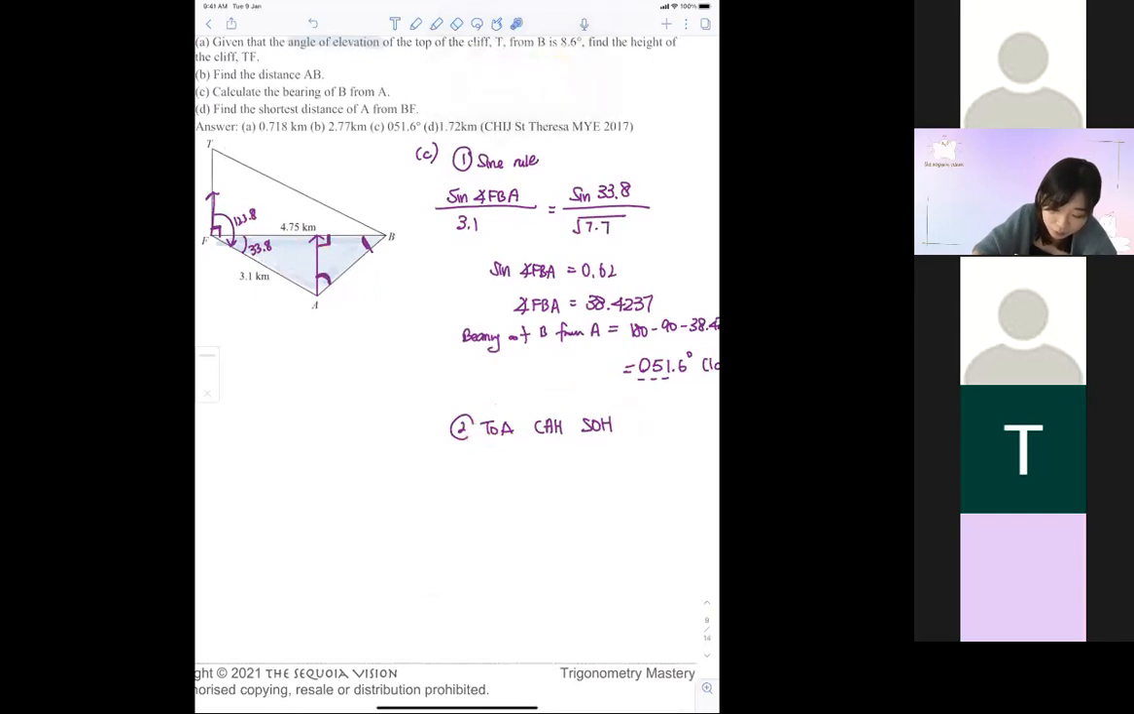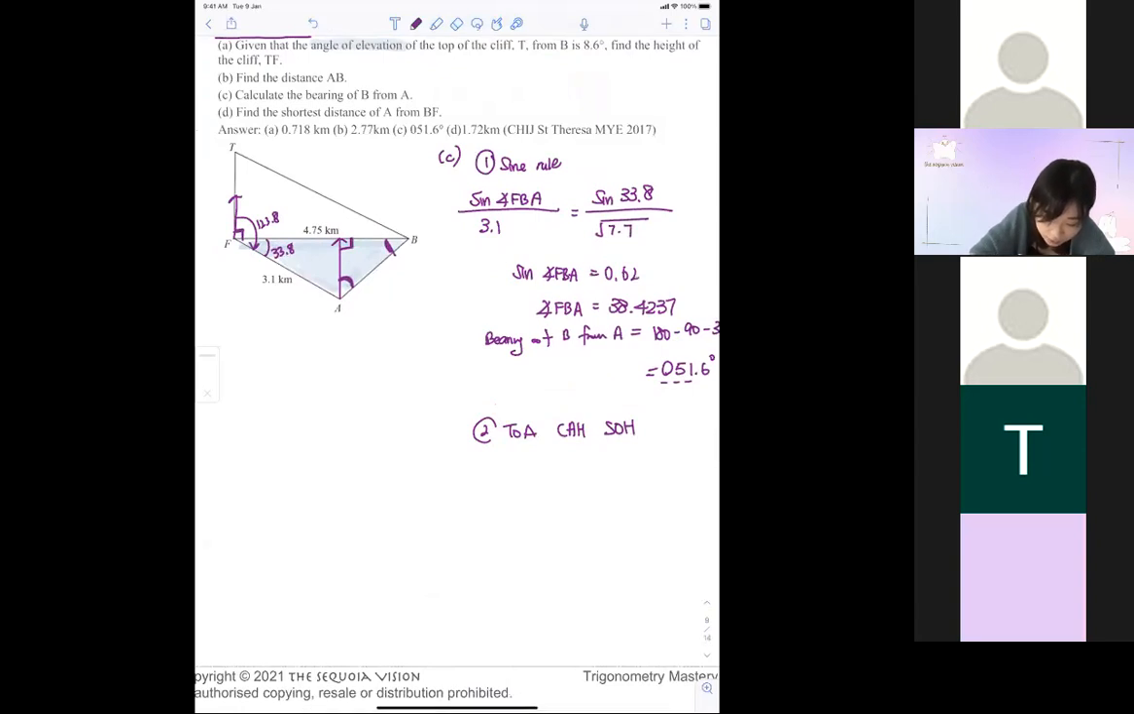First, I want to find this length. I call this C, so this is length AC. You want the opposite, you have the hypotenuse, so we use sine. Sine 33.8 is your opposite over hypotenuse, so AC is 3.1 times sine 33.8. As I key the calculator, you try also, because sometimes you know how to do it, but when you key the calculator, somehow you key wrongly. So make sure that you practice.